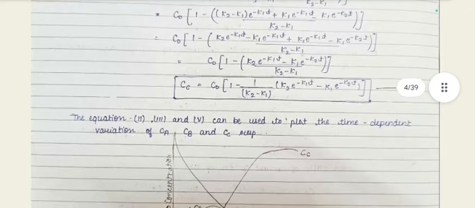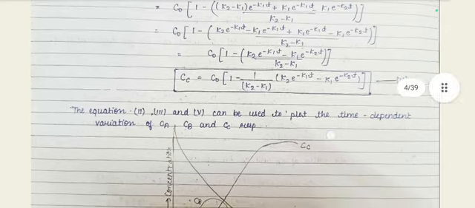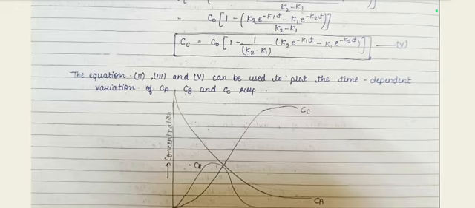C naught into 1 minus K2 e raised to power minus K1 t minus K1 e raised to power minus K1 t plus K1 e raised to power minus K1 t by K2 minus K1 e raised to power minus K2 t. C naught into 1 minus K2 e raised to power minus K1 t minus K1 e raised to power minus K2 t by K2 minus K1. CC is equal to C naught into 1 minus 1 by K2 minus K1 into K2 e raised to power minus K1 t minus K1 e raised to power minus K2 t.